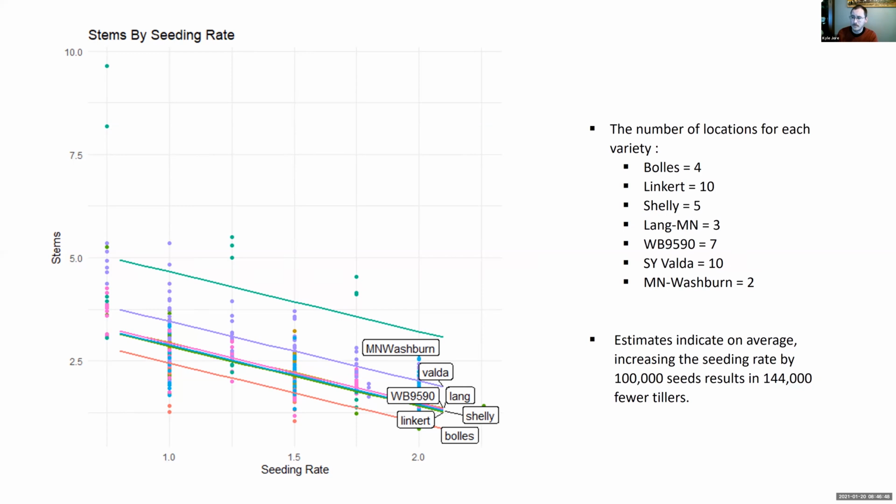Now, there are a number of different trials that were done with the different varieties, so it's not all consistent. So when we talk about standard errors and how confident we are this variety is going to be above this one, I would point out that the reliability is going to depend on roughly how many locations we had. So you can see that on the right side there. We had fewer trials done with Washburn and Lang, for example, than with Linkert or Valda. So take that into consideration when we look at these. But I did separate them out because I know that that's interesting to folks.